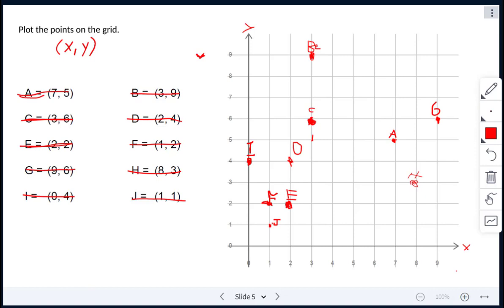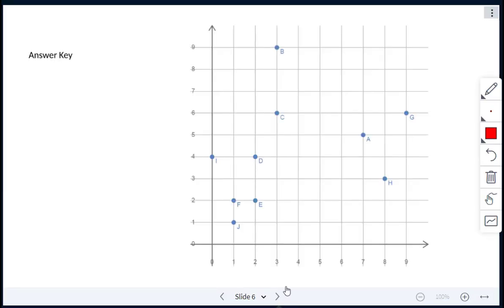To the class. So we just finished plotting all these points on the grid. This is just a quick answer key of it.